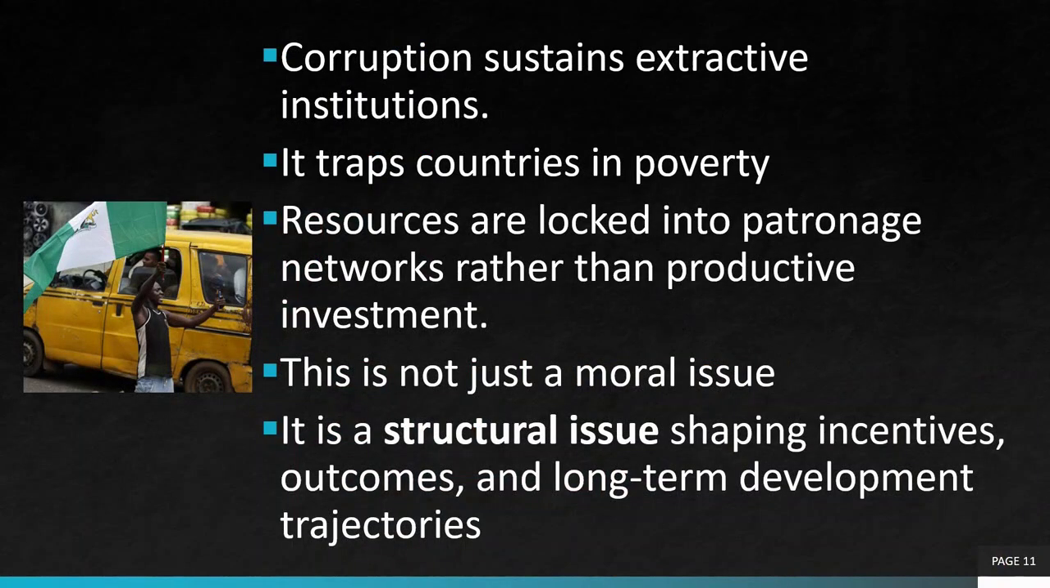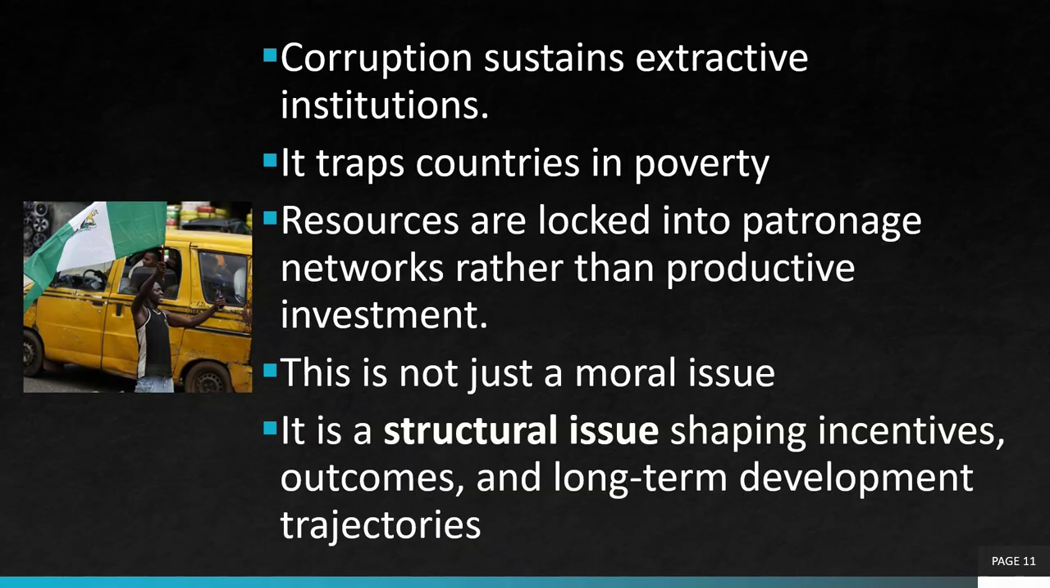Here's the key point. Corruption sustains extractive institutions. It traps countries in poverty because resources are locked into patronage networks rather than productive investment. So corruption is not just a moral issue. It is a structural issue. It shapes incentives, determines outcomes, and influences whether a country builds inclusive institutions that foster development or extractive ones that hold it back. Key points to note.